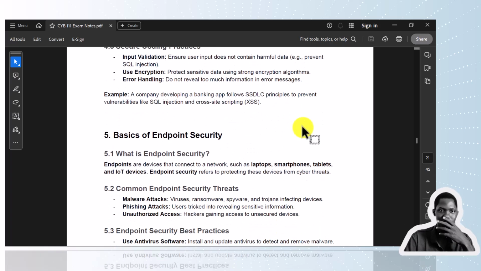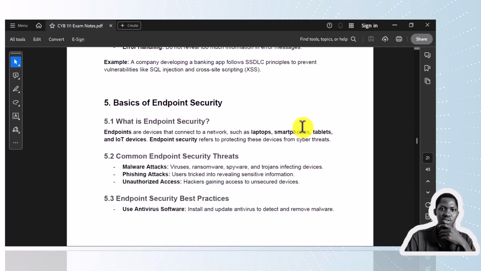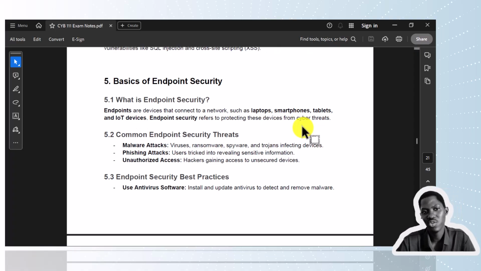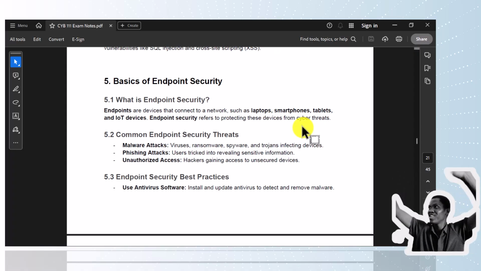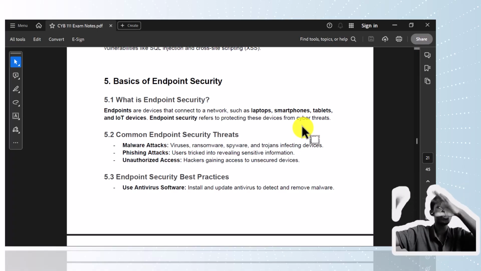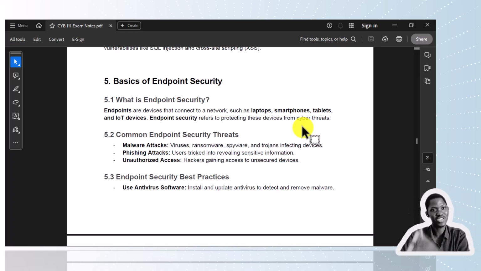Now, the last thing we'll be looking at is endpoint security. So, basics of endpoint security. What is endpoint security? Endpoint means the end devices. You understand? The devices that are at the end of everything, the security of those devices. That is what endpoint security is all about.